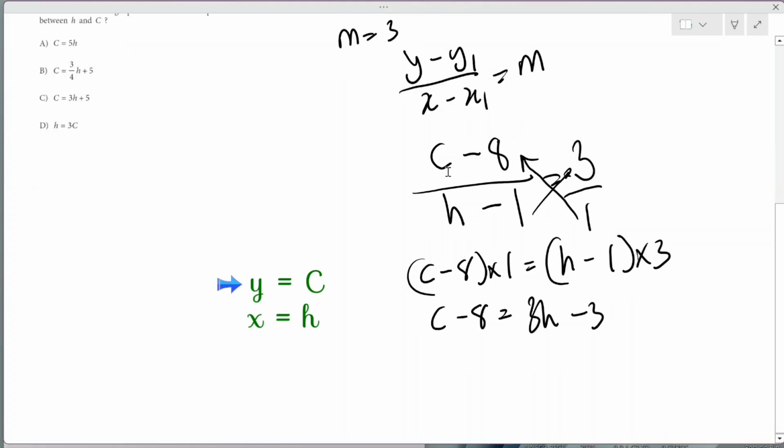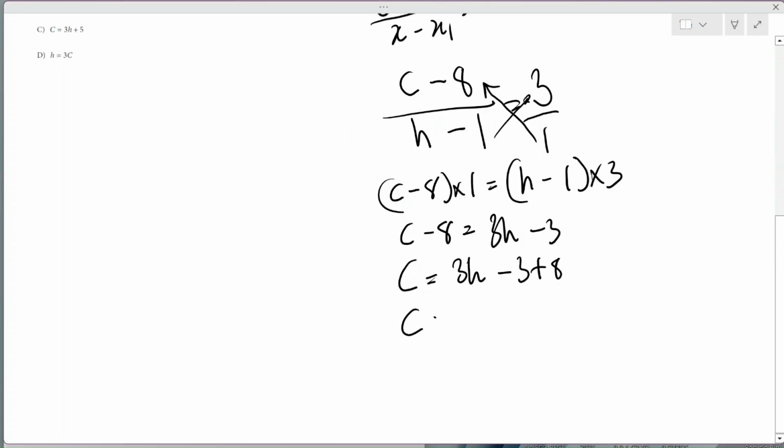The c serves as our y. Standard in an equation for a line graph, the y is always outside on the left, while the x with its coefficient and the constant are always on the right. And in this case, c represents y. So we have c, which stands for y, equals 3h minus 3. Then this minus 8 crosses the equals sign and becomes plus 8. We have c equals 3h minus 3 plus 8.